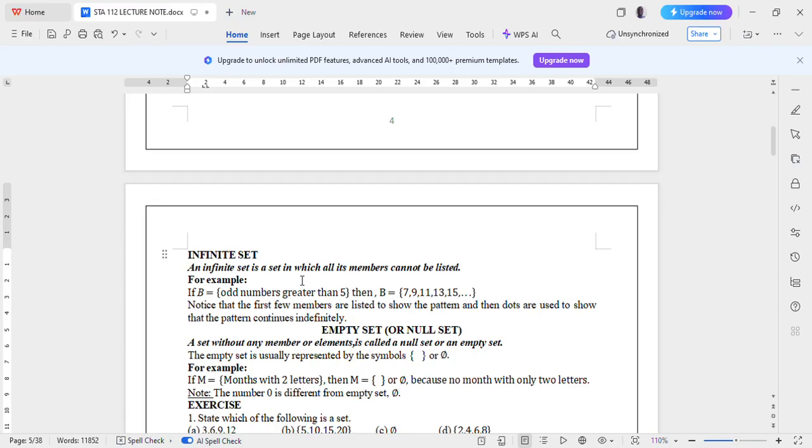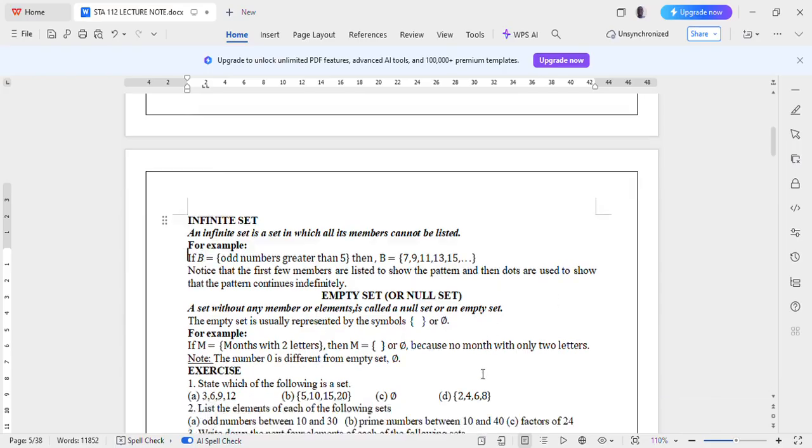So notice that the first few numbers are listed to show the pattern, and then dots are used to show that the pattern continues indefinitely. You can see that's why I put 3 dots after 15. So once you are asked to list the elements of an infinite set, list a few to show the pattern, then use dots to continue. If you stop at the last one, then you have defined it to be finite, which makes you wrong.